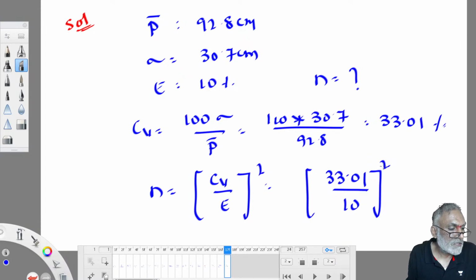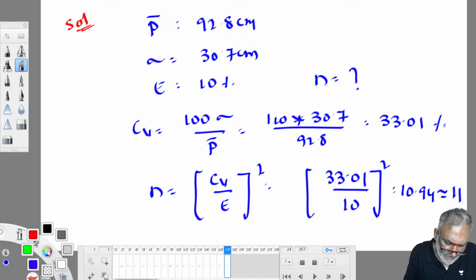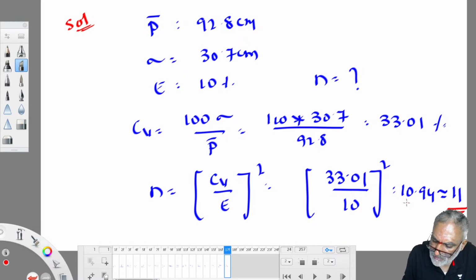Come on, work out. Answer by 10%. Whole square. So you got 10.94. Even if you get 10.09, we round it to 11 only. Next highest number. Next highest number is 11. Always round it to the next highest value. So don't go with the 10 number.